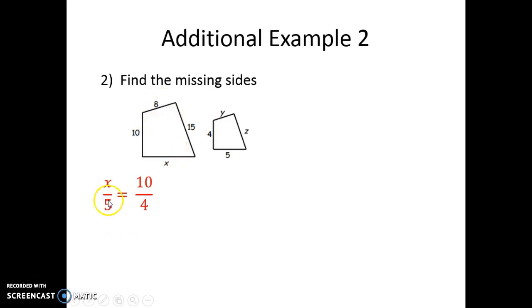Now we're going to cross multiply. 5 times 10 is 50, and then I'm going to divide by 4, so x would be 12.5.